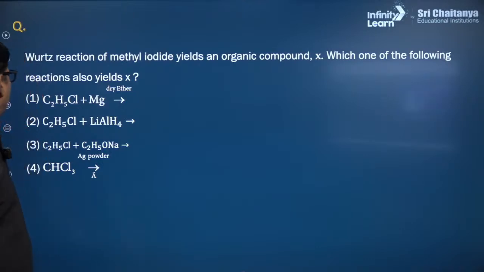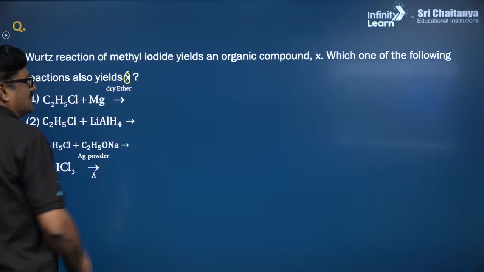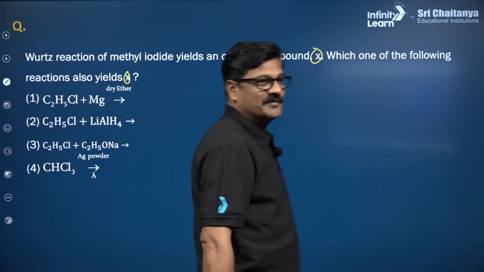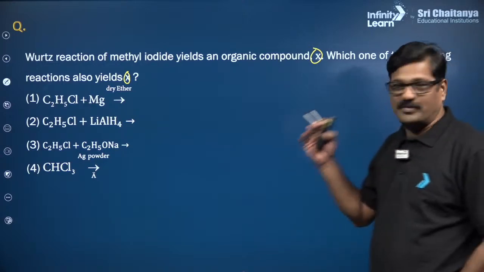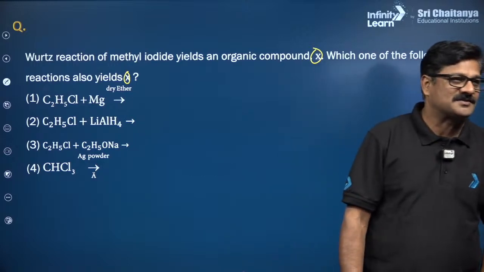First question of the day. Wurtz reaction of methyl iodide yields an organic compound X. Which of the following reactions also yield the same compound X? You see, organic chemistry is easy when you know. If you don't know, you are under pressure. So it is simple. What is a Wurtz reaction? I want to know.